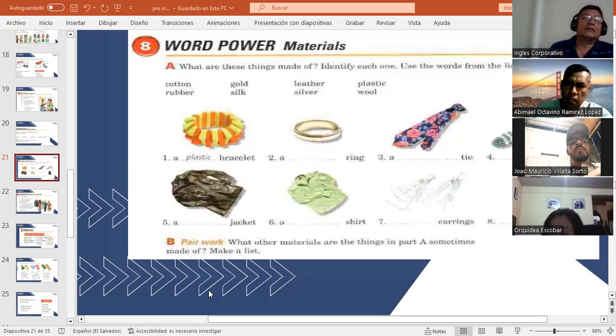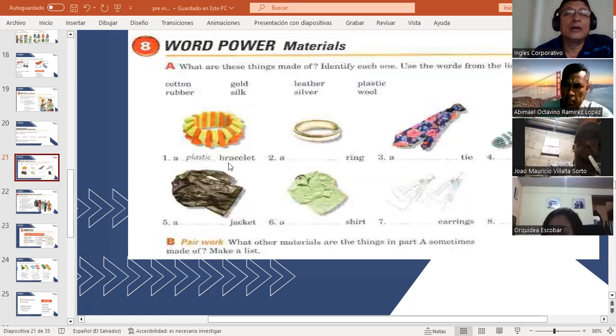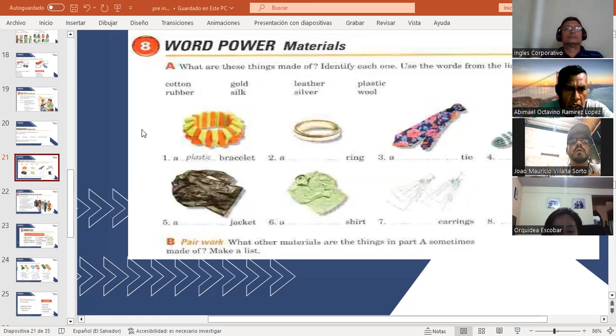What's the difference between singular and plural? ¿Qué tienen las oraciones en plural? ¿Y qué pasa con las oraciones en singular? What happened? You have to add the S. We don't write A. Those are called the indefinite articles, right? Indefinite articles, A and AN.